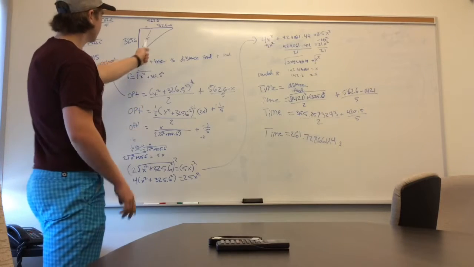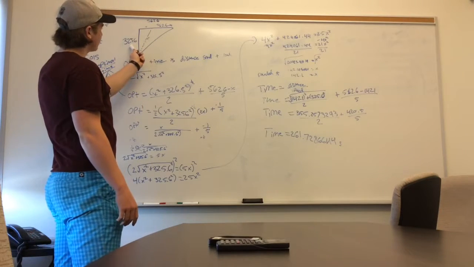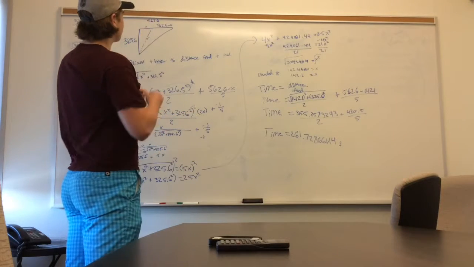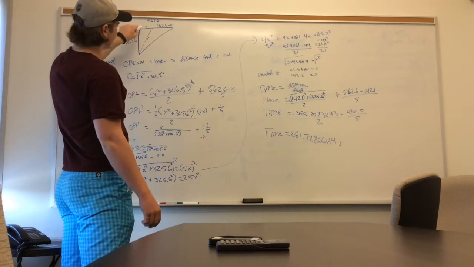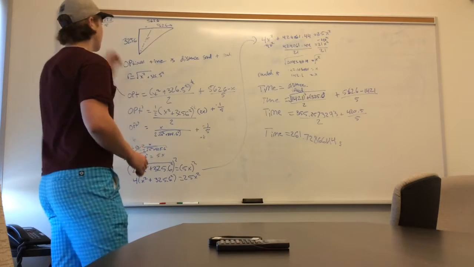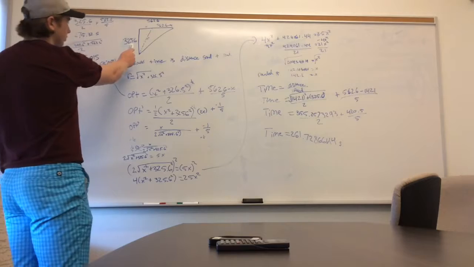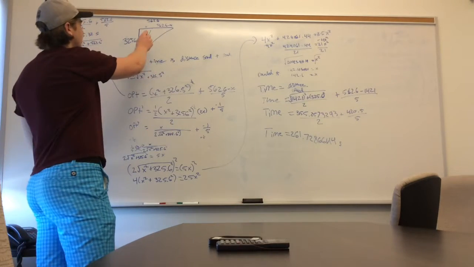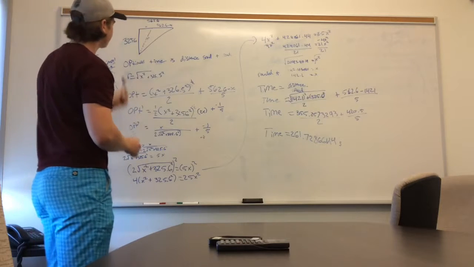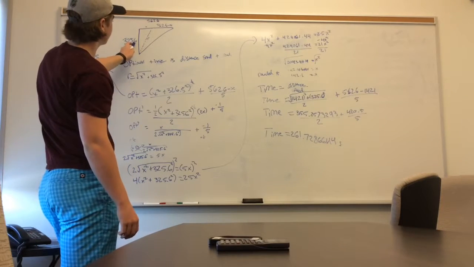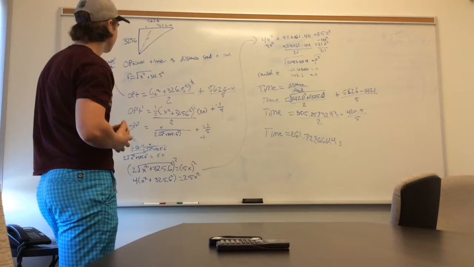So first we have to make our triangle. We have x here, and then we have our total distance minus x. And then we have our regular 325.6 still here. So now we have to figure out what r equals. So r equals the square root of 325.6 squared plus x squared.